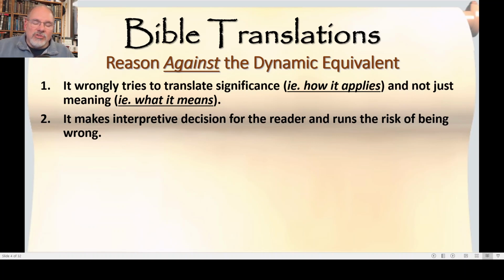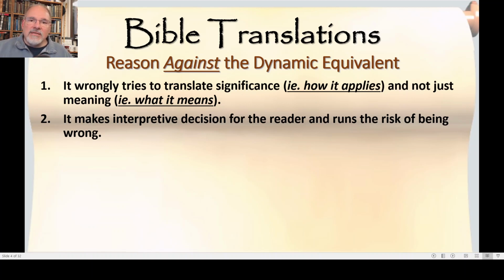Second thing is, it makes interpretive decisions for the reader and runs the risk of being wrong. Like we're talking about, it becomes like a commentary. Well, commentaries can be wrong. You read a commentary on different parts of the Bible, and depending upon their theological perspective, they are going to have a different interpretation.